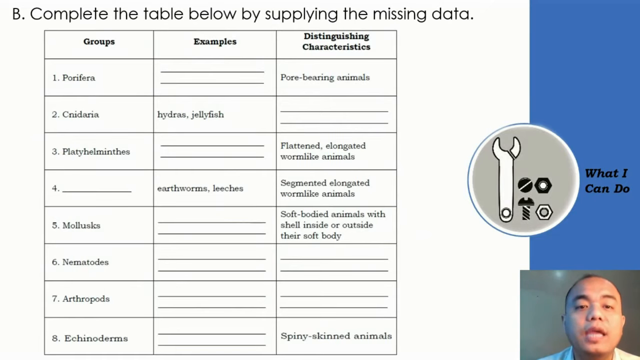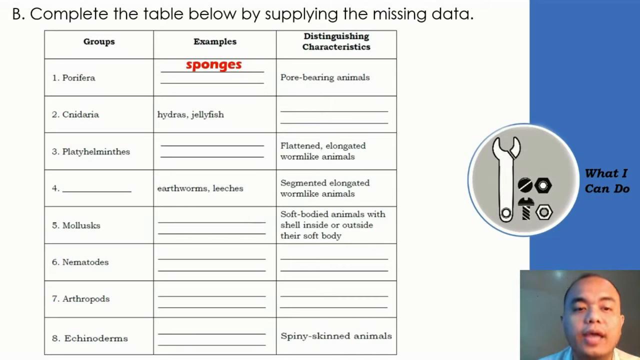Letter B. Complete the table below by supplying the missing data. Let's have the porifera. Examples are sponges, and the distinguishing characteristic is that they are pore-bearing animals.